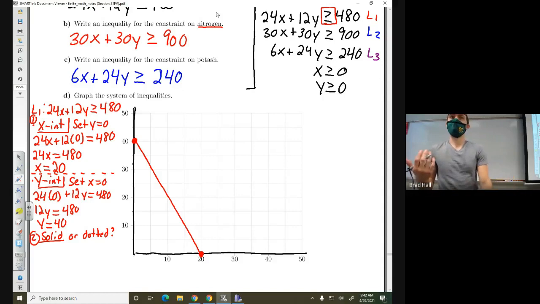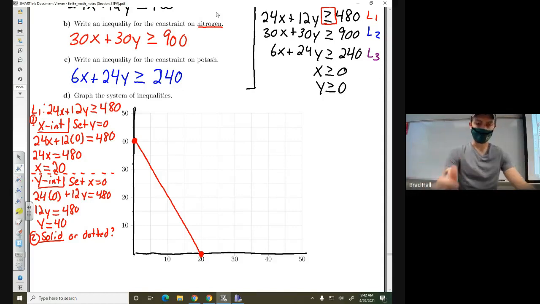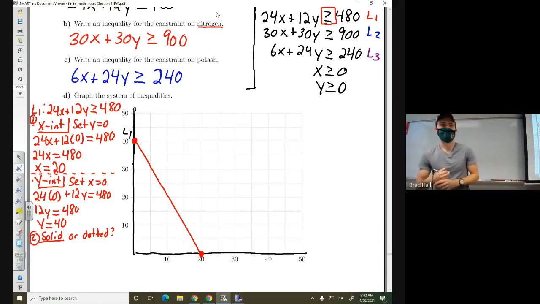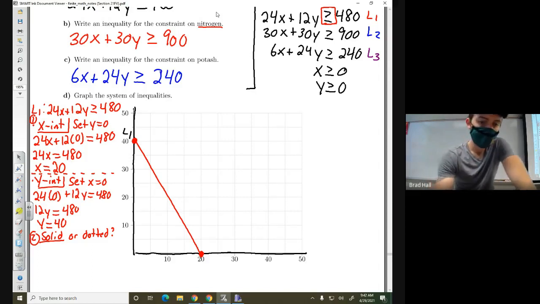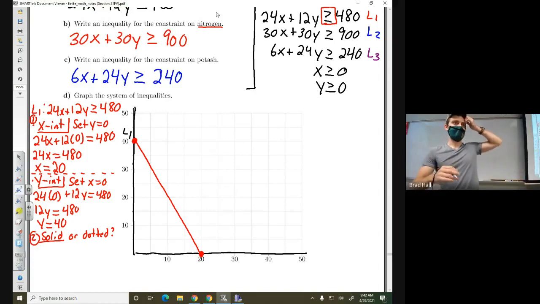If you don't have different colored utensils, which I would imagine a lot of you don't, that's fine. Make sure you put an L1 next to that line. You need to label that line in some way, and this is the simplest way I can think of doing it. So that labeling will be important. We're not going to worry about shading quite yet because we have more lines we need to graph here.